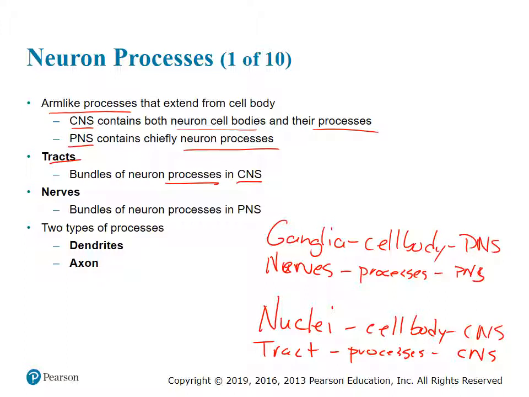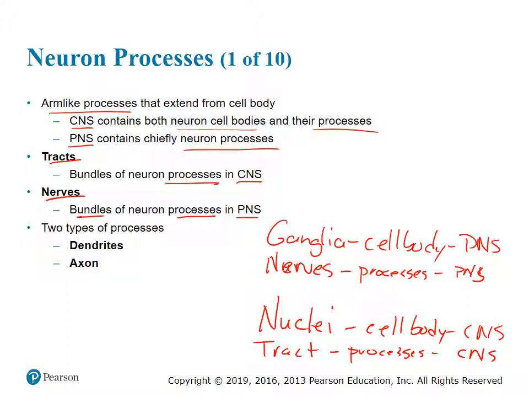So in fact, nerves are bundles of processes for the PNS. That is when you talk about a nerve, a nerve of the body: bundles of the processes of many neurons bundled together in the PNS. That's what we call the nerves, if you will. Okay?